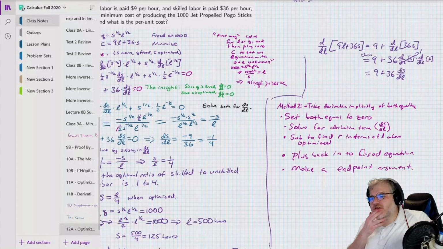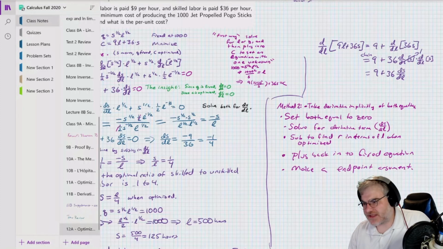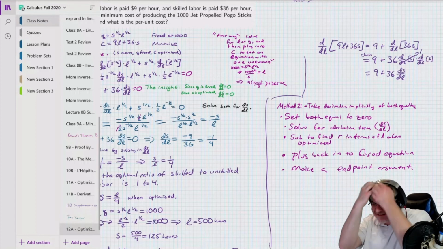Okay, so someone's asking me, what do I recommend when seeing these types of problems? And my answer is, it depends. One, if you're comfortable with doing the implicit, this is faster, okay? And there's fewer places to screw up the algebra, okay? Especially when you're minimizing, when you're minimizing the algebra, those exponents get messy.